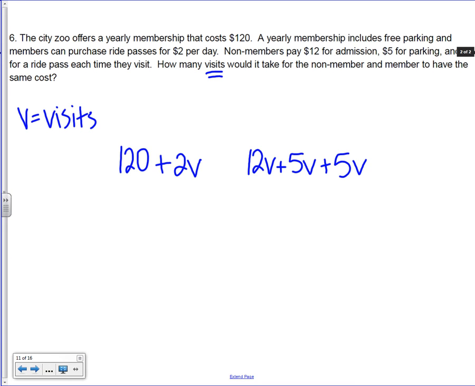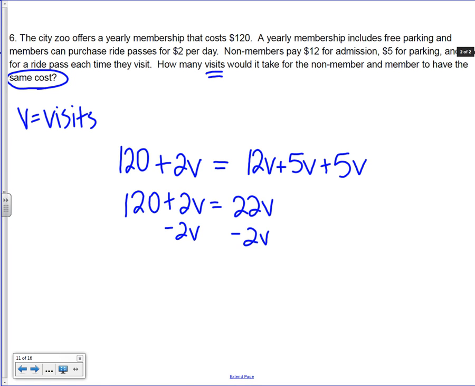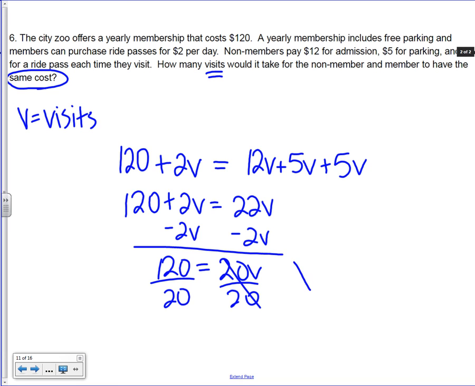for a ride pass. They want to know when they will have the same cost, so we're going to set them equal. First thing I need to do is combine my like terms, and that'll give me 22 visits over here. Move our variables together by subtracting the 2V, and I get 120 equals 20V. Divide by 20, and V is 6. So 6 visits and their cost will be the same.